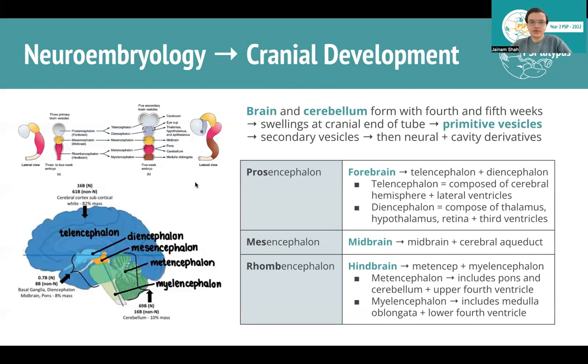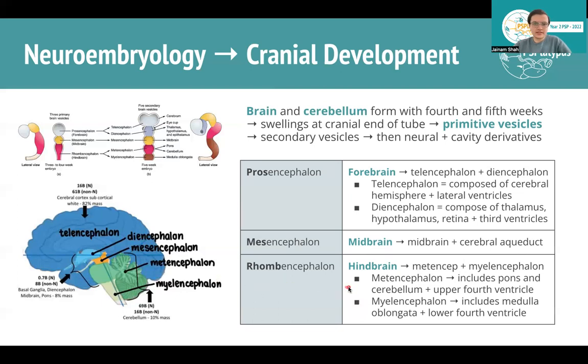Then you've got the diencephalon, which is composed of the thalamus, hypothalamus, retina, and the third ventricle. The mesencephalon essentially corresponds to the midbrain, which consists of the midbrain and the cerebral aqueduct. So we're working our way down. And then you've got the rhombencephalon, which is all the way down at the bottom, which is the hindbrain. That consists of the metencephalon and the myelencephalon. And these are, I guess, the least important ones. So metencephalon includes the pons and the cerebellum, as well as the upper fourth ventricle. And then the myelencephalon includes the medulla oblongata and the lower half of the fourth ventricle.